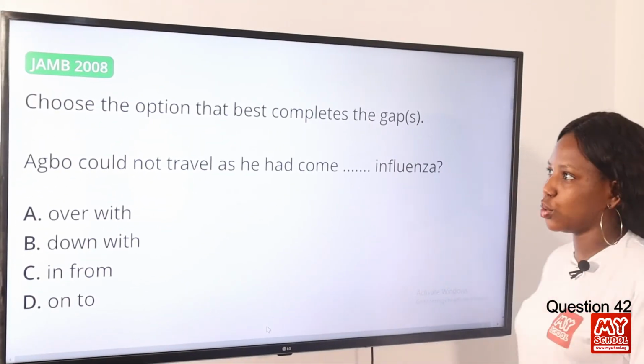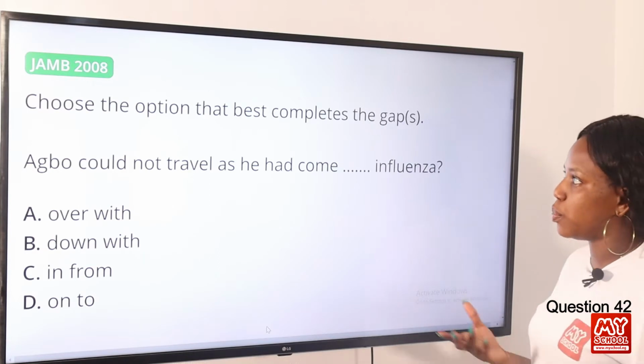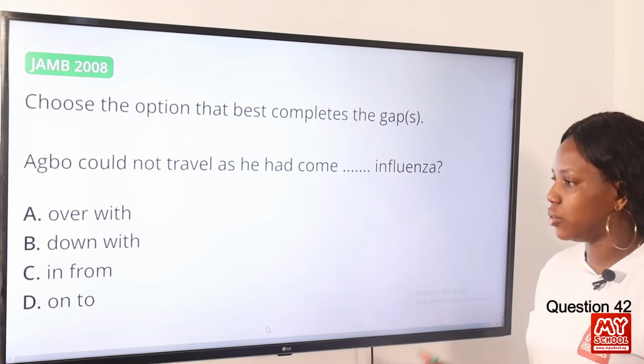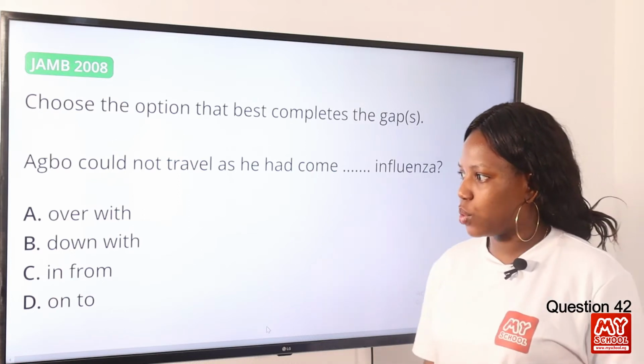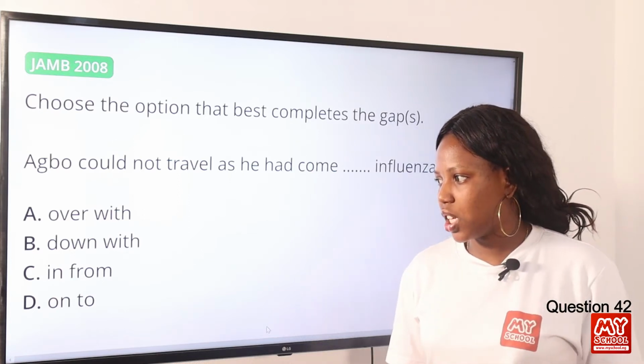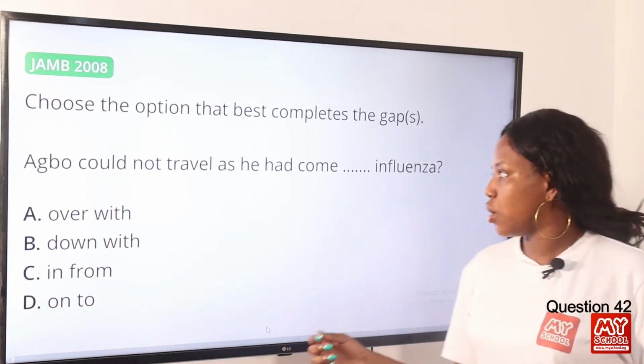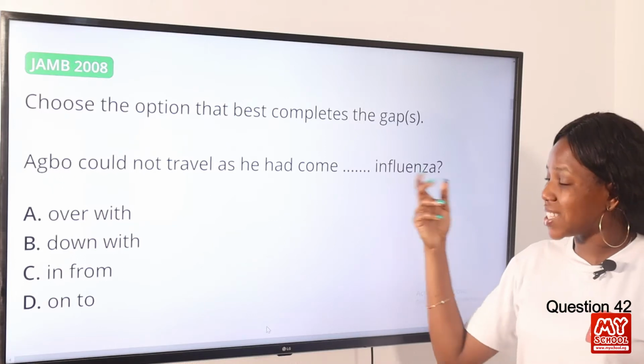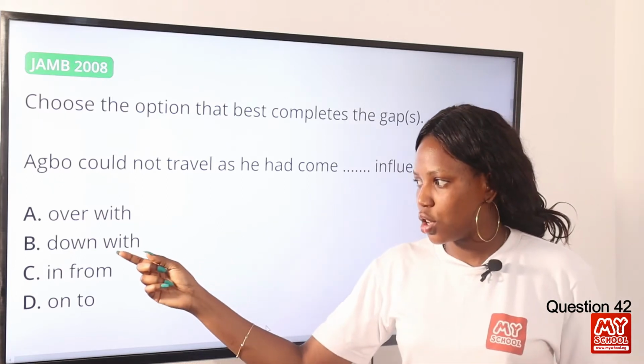Question 42. We are to fill in the gap with the best option. Agbo could not travel as he had come down influenza. Option A, over with. Option B, down with. Option C, in from. Option D, onto. We know that influenza is an illness, so the answer to this question is down with, to come down with.